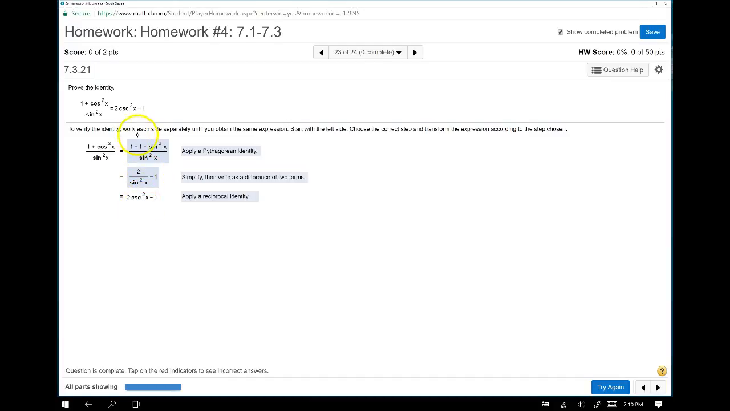But that's kind of silly because they said they're going to work each side separately, and they didn't. They just worked with the left and made it match the right. So this is 7.3.21. I'm going to go ahead and make sure that this problem is not in your test. I really do not like solving these proofs in the computer at all, so you shouldn't expect to see too many of them.